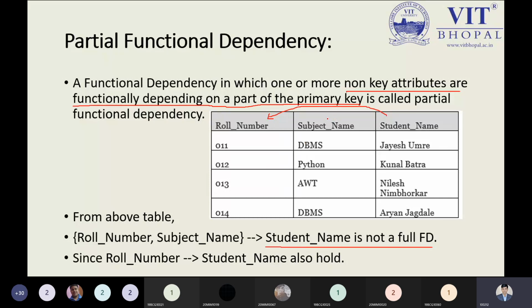So this is the simple example we have over here: roll number, student name, subject name. Instead of roll number and subject name, if I write roll number comma subject name on the left, and subject name on the right-hand side, then I can say it has a functional dependency. Okay, this is the partial functional dependency we can have. But let me tell you all today that these kinds of functional dependency we have to understand just for the sake of knowledge.